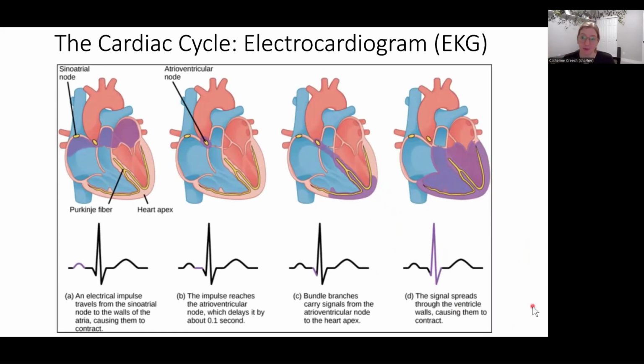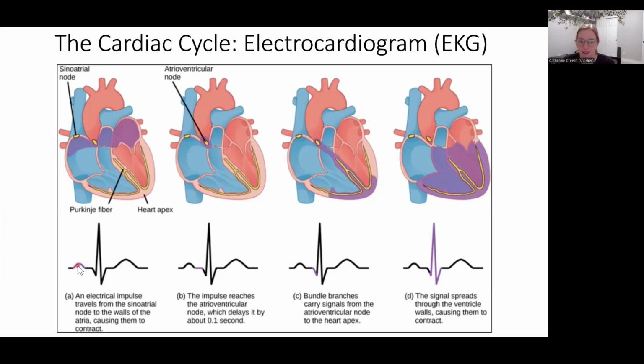We can check whether or not this system is going as it should using an electrocardiogram, also called an EKG. The reason it's a K instead of a C is because the term was originally German and they spell cardio with a K. It's also called an ECG, but it's more commonly called an EKG. Here's how it works. You're going to have your heart and we're going to be measuring the electrical impulses as it goes through a cardiac cycle.